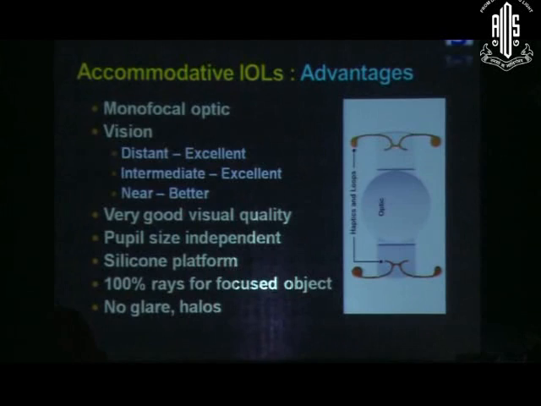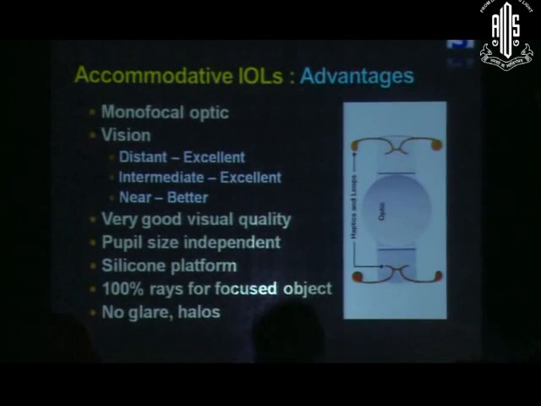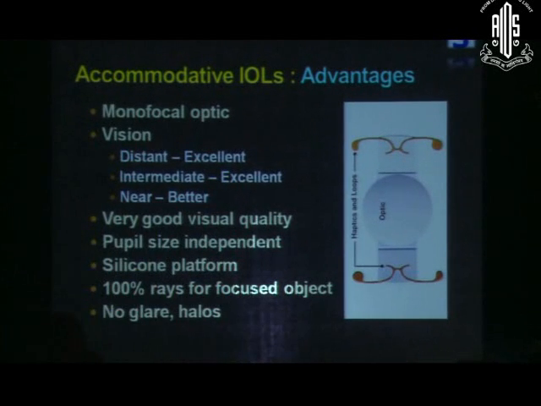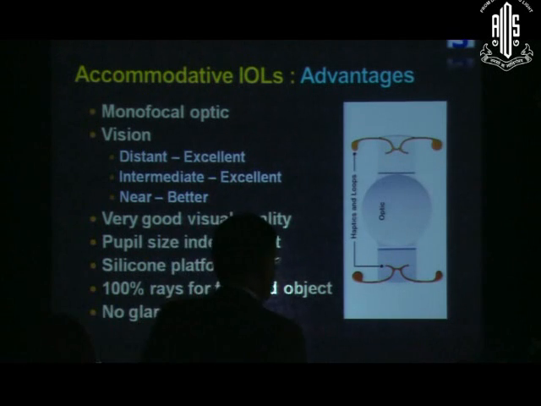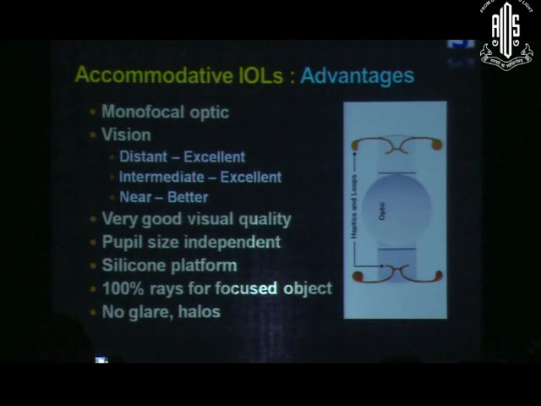Then there is another one, accommodative lenses. Rajiv is an expert, he is using it a lot. It has monofocal optics, and it covers distant, intermediate and near vision, a lot. Good, very good visual quality. Your pupil size is independent, and 100% of rays are focused for the focused object, and usually there is no glare, no halos.